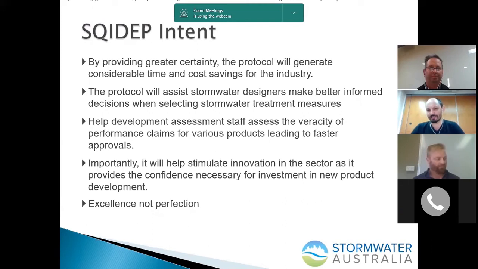I'd like to start with the SQUIDEP intent and be really clear on why we're doing this. The intent is to provide greater certainty and considerable time and cost savings for the industry. We're looking to assist stormwater designers make better informed decisions when selecting stormwater treatment measures and to help development assessment staff assess the veracity of performance claims. And importantly, we also want to stimulate innovation in the sector so that we encourage people to invest the money necessary to bring new products to market.